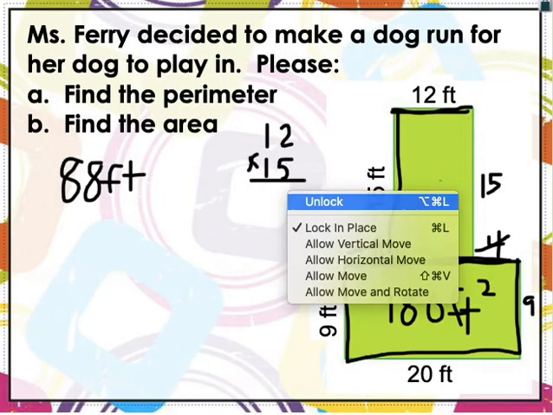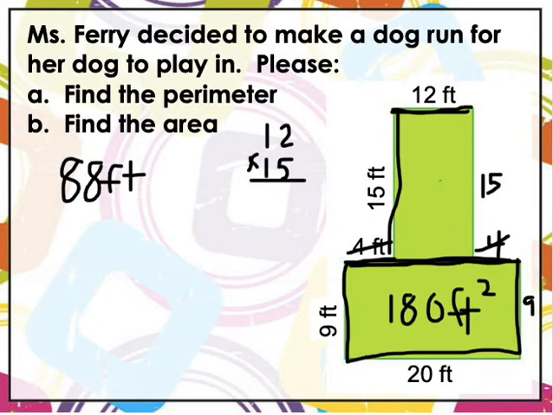2 times 5 is 10, carry the 1. 5 times 1 is 5, plus 1 is 6.